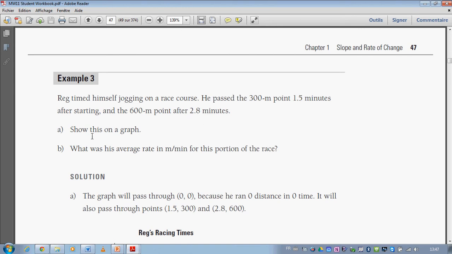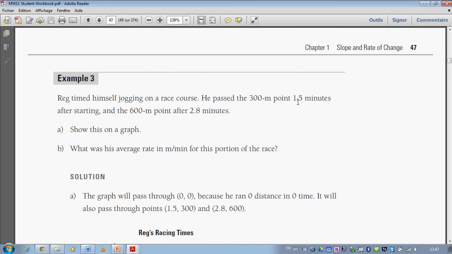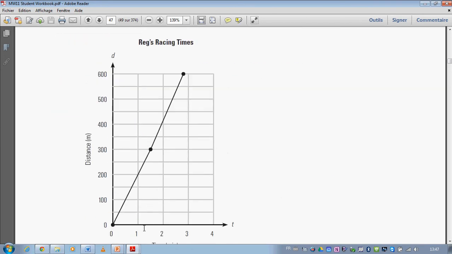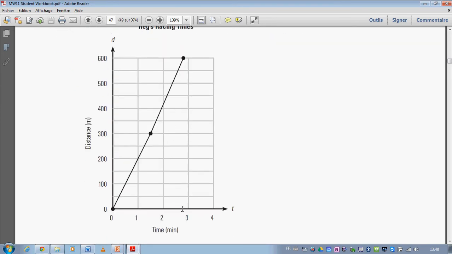So you just show this on a graph. You would just make a graph, and then you'd graph those 2 points. So at 1.5 minutes, he's at the 300-meter mark. So there you go, at 1.5 minutes, he's at the 300-meter mark. And then at 2.8 minutes, something around here, he's at the 600-meter mark, okay?